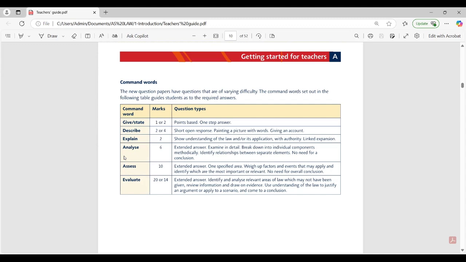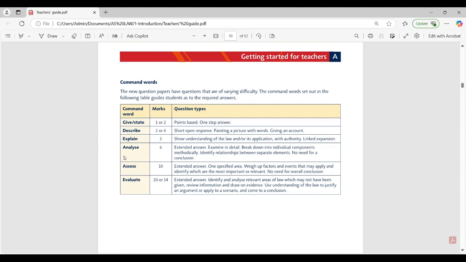And if the question says to analyze, there you have to give an extended answer. You have to examine in detail, break down into individual components methodically, identify relationships between separate elements, and finally, there is no need for a conclusion. You don't have to give a conclusion, you just have to give an extended answer and examine the facts or the law in detail.